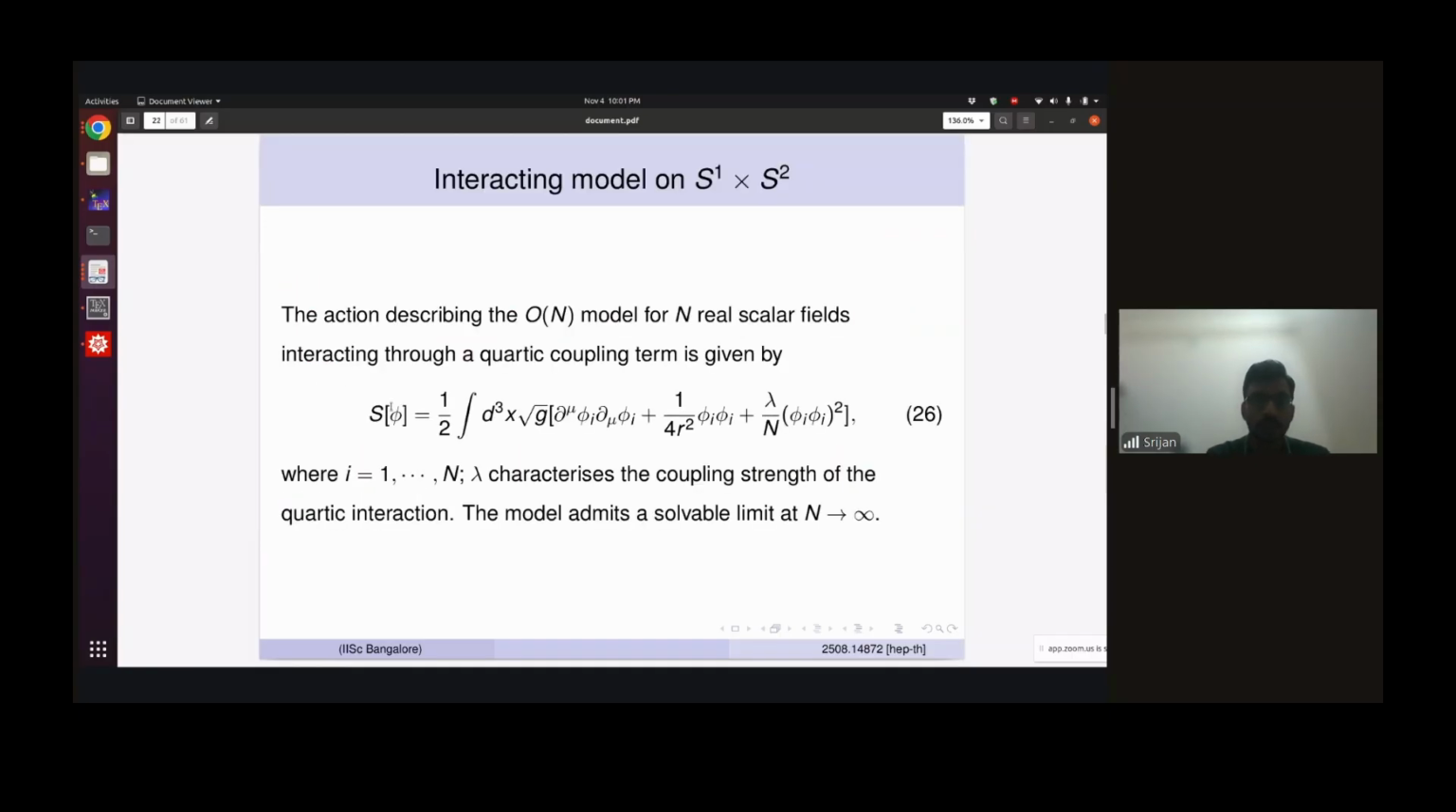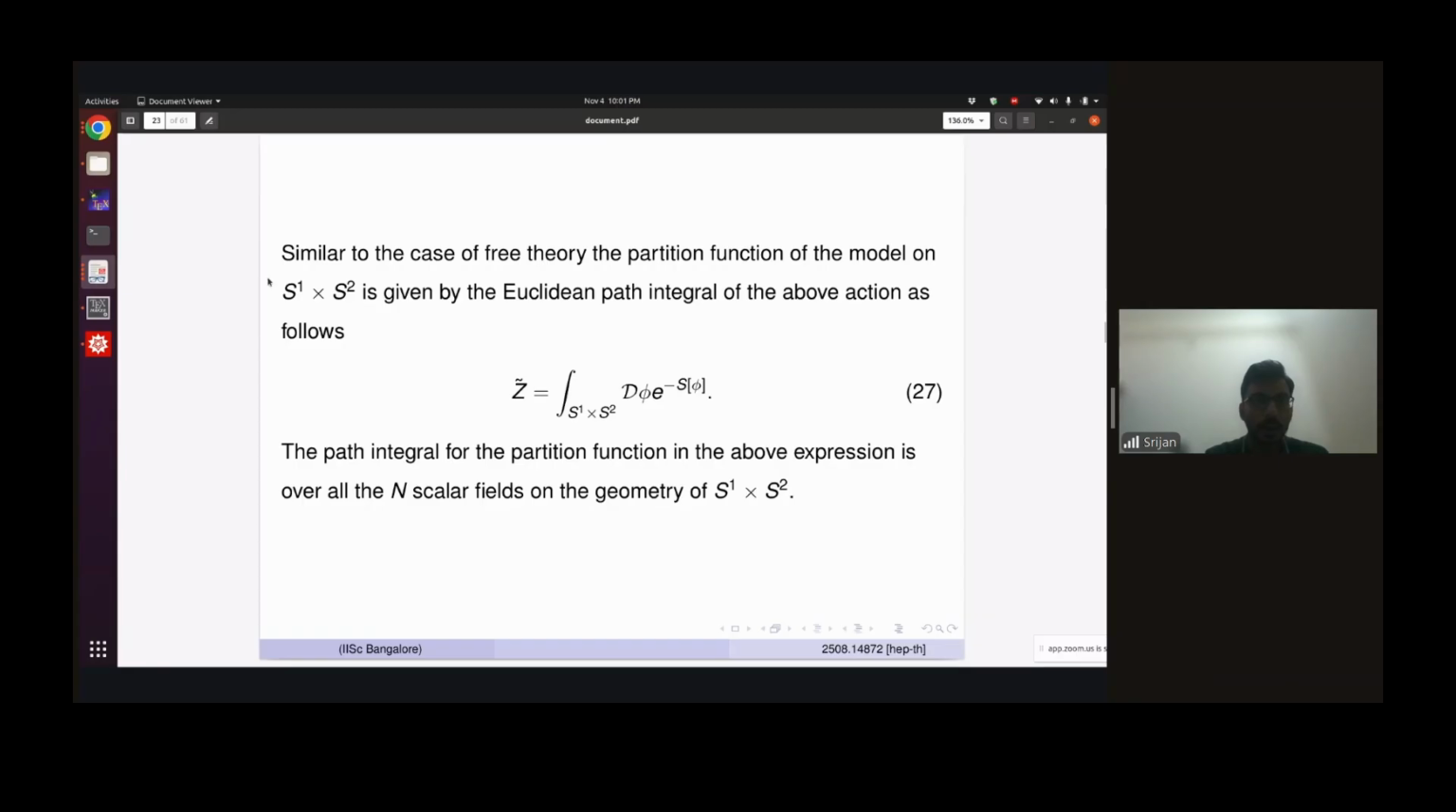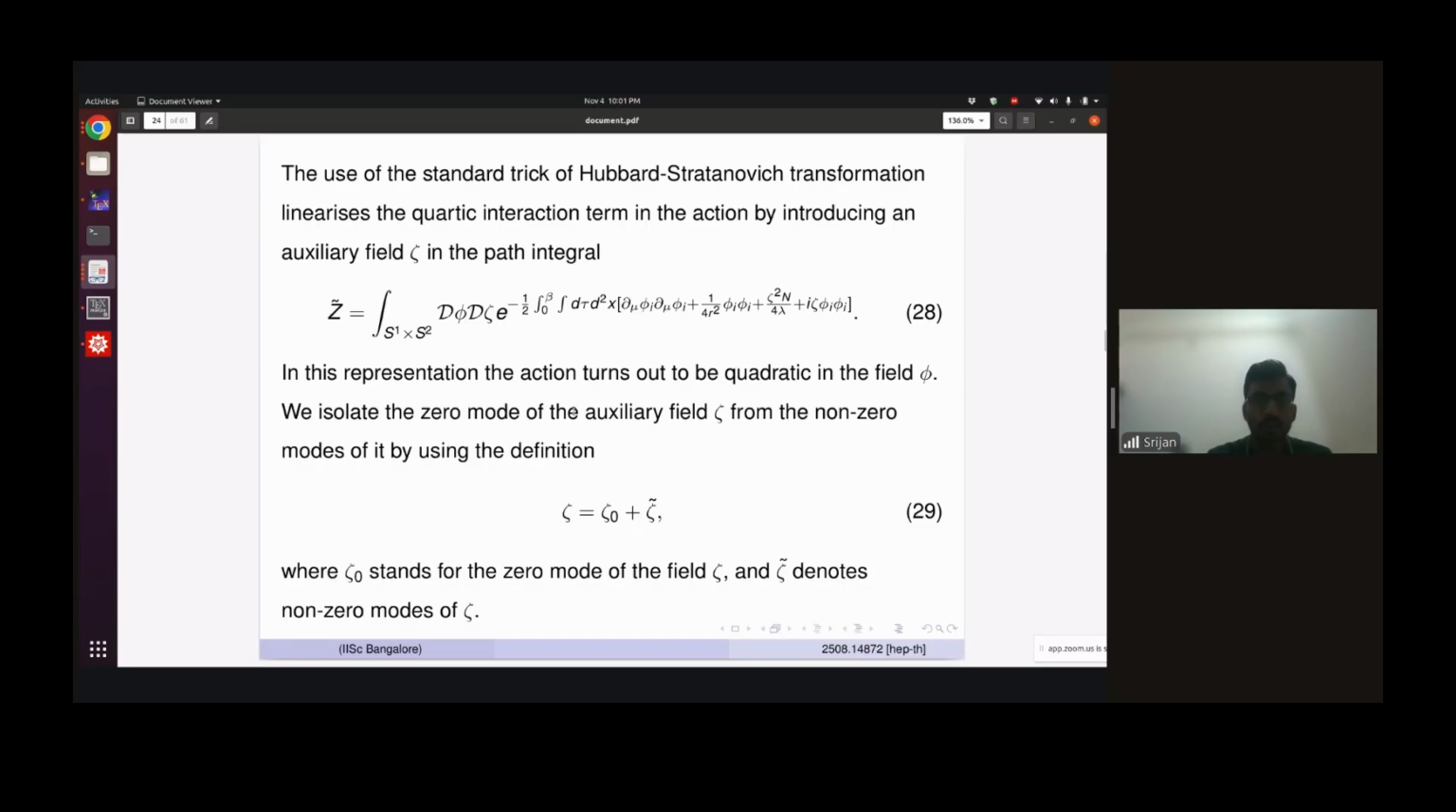And then we go into this model. Along with the first two terms, which appeared in the free theory as well, this term is a quartic interaction, and you have a solvable limit at N going to infinity. We just have to evaluate this path integral, so we use the standard trick of the Hubbard-Stratonovich transformation. You represent the quartic interaction term in terms of a path integral in the auxiliary field zeta. So it's just a Gaussian integral.